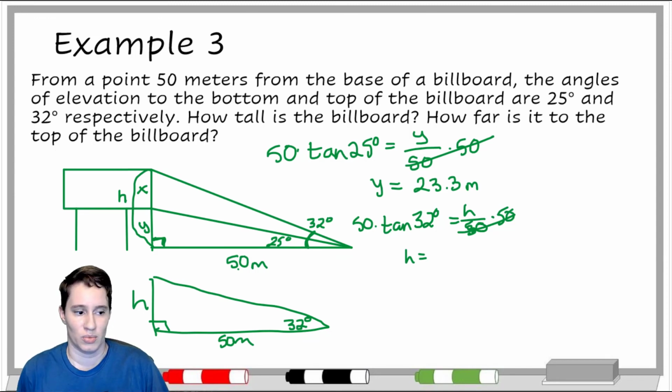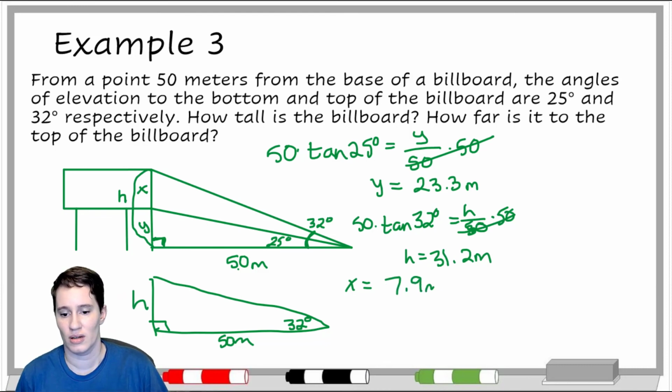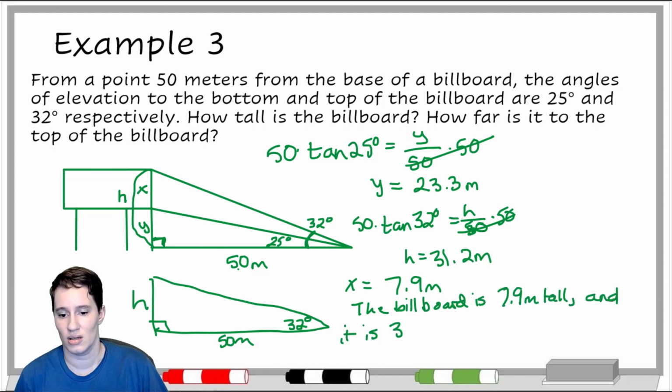is 31.2 meters, which means that to find x, which is how tall the billboard itself is, we need to subtract these. So 31.2 minus 23.3 is 7.9. So our billboard is 7.9. The billboard is 7.9 meters tall, and it is 31.2 meters to the top.